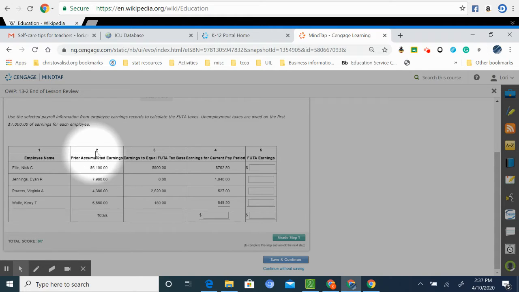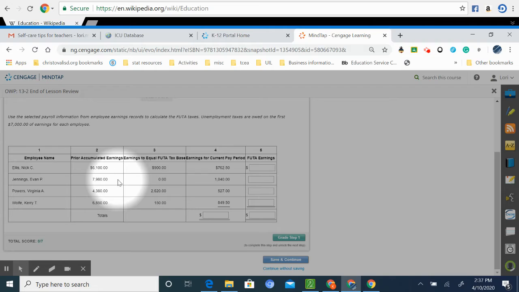Let's talk about how these columns work. The first column is the previous information. How much in earnings has this employee earned? These numbers come off of year-to-date numbers from your payroll. For column 3, we are going to subtract column 2 from 7,000. How far from 7,000 am I? At 6,100, I am 900 away.